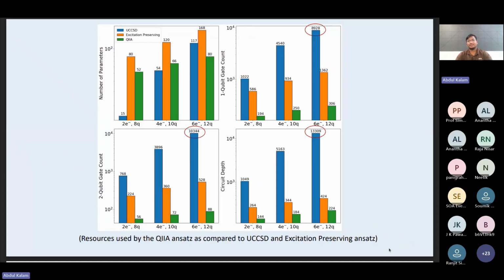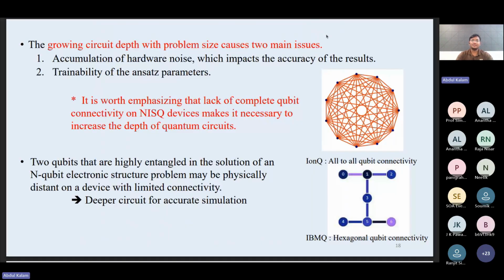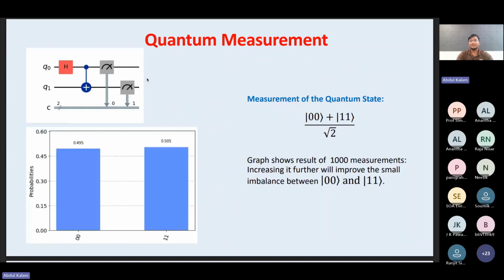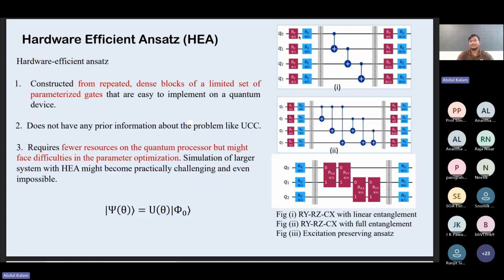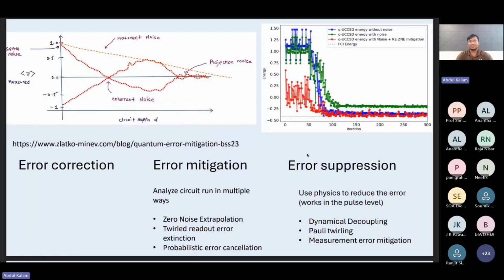But again, we come into the same picture: UCCSD is highly accurate, but it yields a higher 2 qubit gate count, circuit depth, 1 qubit gate count, and so on. So is there any way we can tell the system, or any hardware efficient ansatz, that we are solving this problem but we have to keep the circuit depth very low? Because growing circuit depth causes two issues. One is the hardware noise that we talked about, and also the trainability of the ansatz parameters. We can see that in hardware efficient ansatz, a lot of parameters are there. So if you have a lot of parameters, then they become very difficult to optimize also.